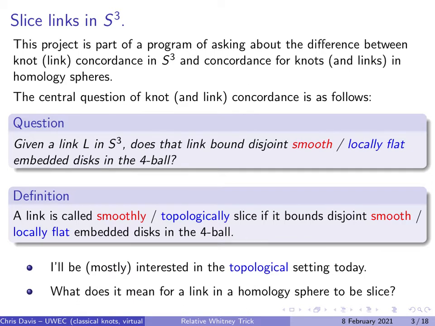Now, I'll be interested in the topological setting today, meaning that, whenever you see an ambiguity about what sort of embedded disks I'll be looking for, you should assume that I mean the disks to be locally flat. There will be a few exceptions, and I'll try to make it totally explicit when those appear. So, there's a definition for knots or links in S3. I want to study knots or links in an arbitrary homology sphere. Let's be totally explicit about what that means.